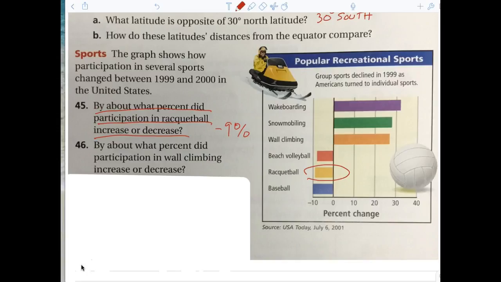Hey, now I'll let you do the last one. By what percent did participation in wall climbing change? What would you say? 28%. I like that. Now this one you don't have to put a plus. Does everybody agree? Yeah. All right, I'll try to make it harder tomorrow.